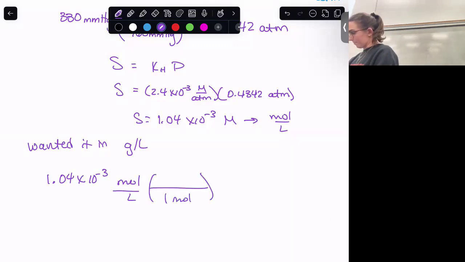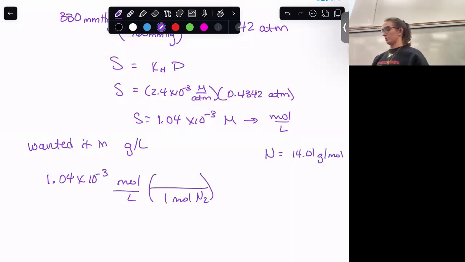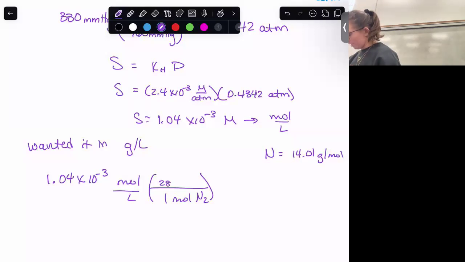So 1 mole of N2 is, does anyone know hydrogen or nitrogen? 14.01 grams per mole. So what's our molar mass of N2? 28.02 grams. And then I got 2.92 times 10 to the negative 2 grams per liter.